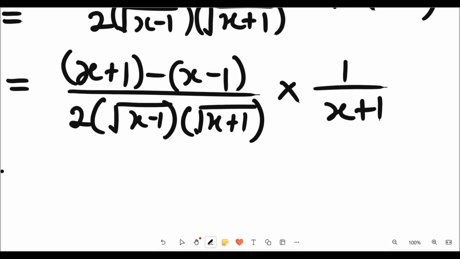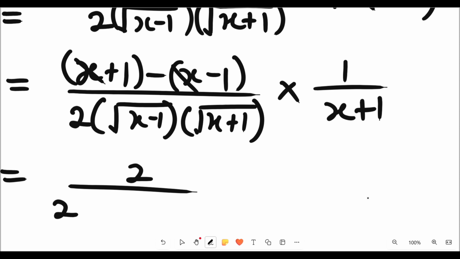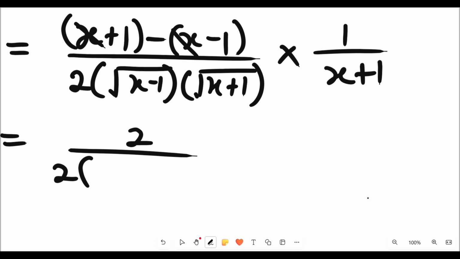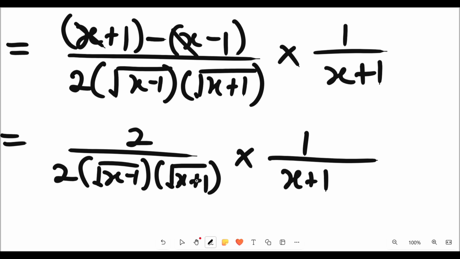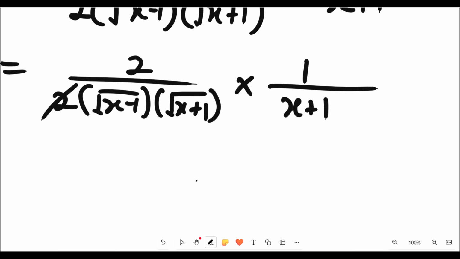Alright. So let us continue to simplify the numerator. This minus this gives us 0. Here we have 1 minus negative 1, so we are going to get positive 2, divided by 2 multiplying the square root of x minus 1 multiplying the square root of x plus 1, times 1 divided by x plus 1. Alright. So the 2 here divides these two, and we'll be left with 1. The numerator here is 1, so 1 times 1 gives us 1. So we can now multiply the numerator.